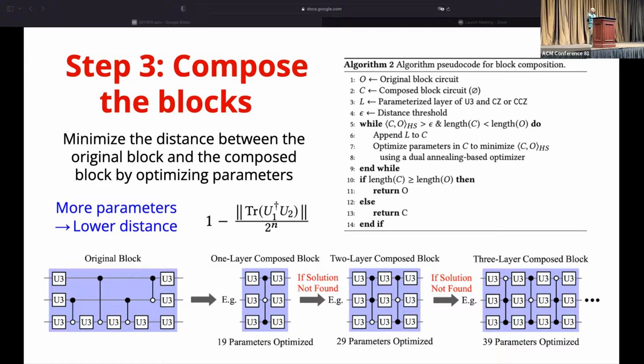So if these many parameters are not able to optimize it to a level where the distance is within the tolerance of the original block, then we add another layer, and then we try to optimize those parameters. If that's not enough, we add another layer. And in general, the more parameters we have, the more degrees of freedom we have in terms of optimizing the blocks. So at the end of it, we'll be able to have a composed block which has hopefully fewer pulses than the original block, because now we've added 3-qubit gates to it.